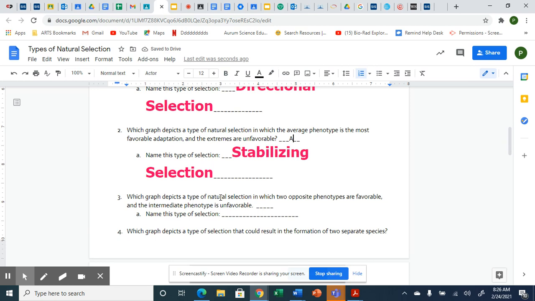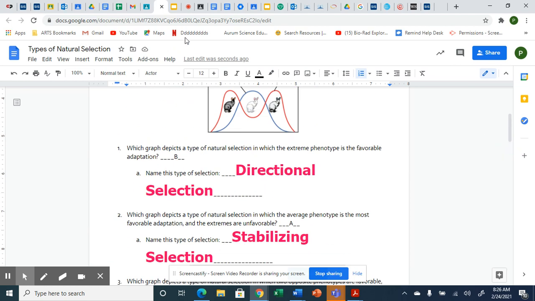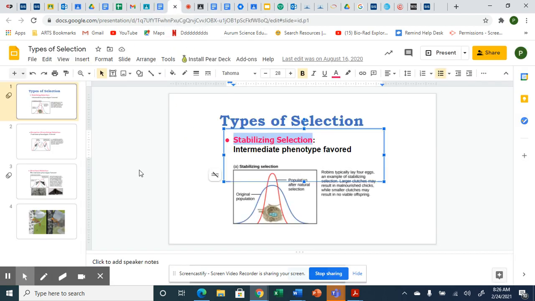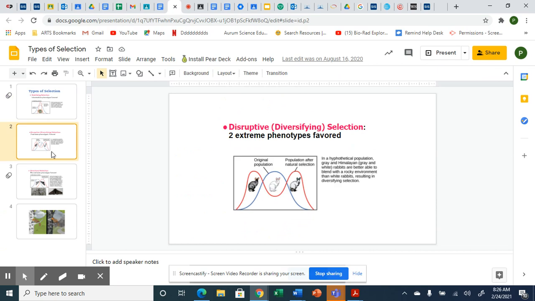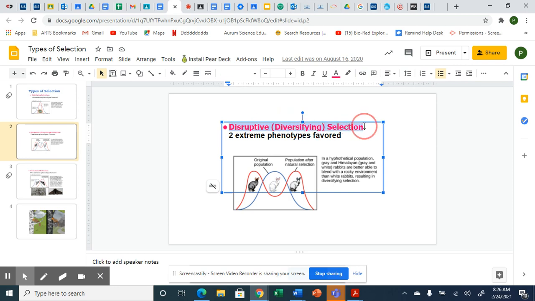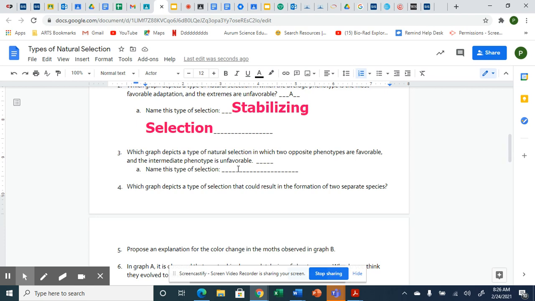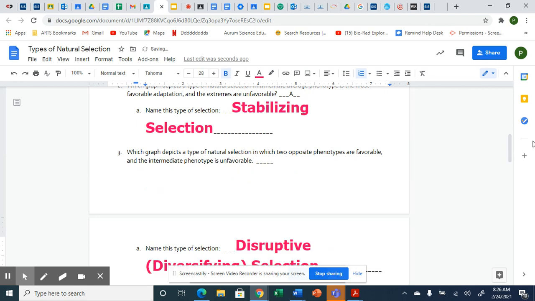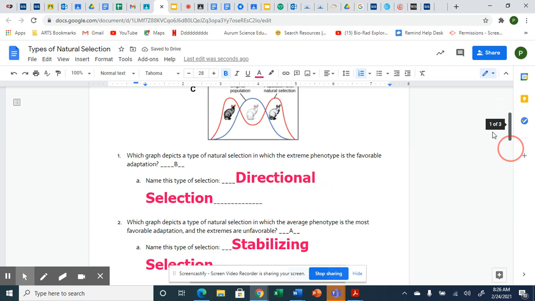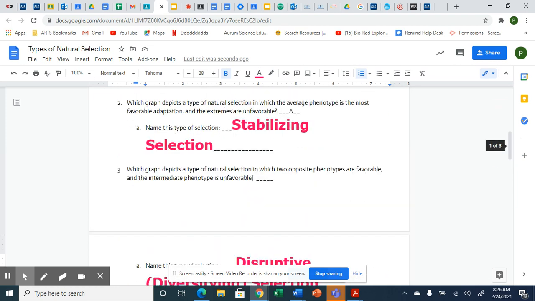Graph depicts a type of natural selection in which two opposites, well, those are the bunnies, of course. The bunnies have two opposites. So this is a disruptive, a diversifying selection. And Control V. Are the bunnies C? Yeah, the bunnies are C. So we're going to put C right.